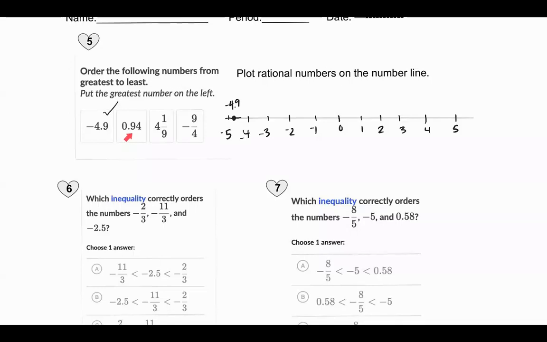This one says 0 and 94 hundredths. So I can tell by the decimal that anything to the right of the decimal is going to be a fraction, and anything to the left of the decimal is going to be a whole number. And I can see right here, this is 0, so it's going to be smaller than 1. So that means I'm going to start from here and go somewhere in between here. And this one says 94 hundredths, so it's pretty close to 100 hundredths, which is 1. So I'm going to put it about right here.